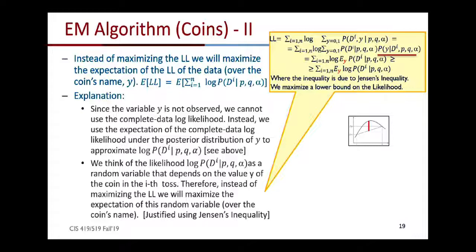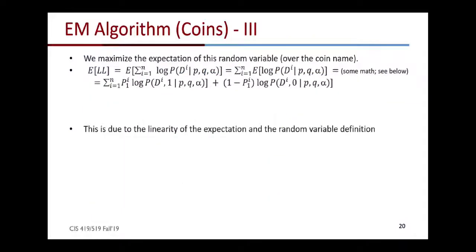Okay, so let's go back. Now that we believe this, we maximize the expectation of this random variable. I basically justified why this makes sense. So that's what we are maximizing: the expected log likelihood, the expectation of the sum over all the data of log of di given the parameters. Expectation is linear, so instead of the expectation of the sum, I can think about it as the sum of the expectations.